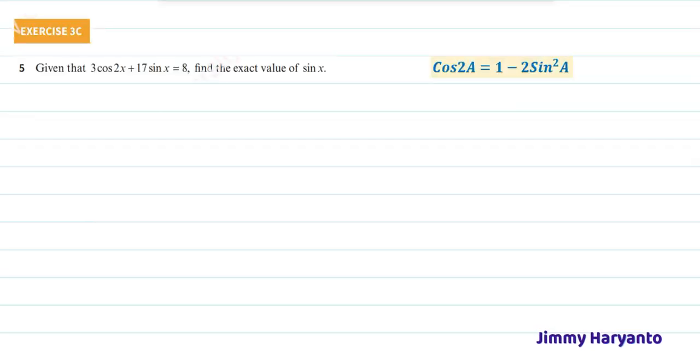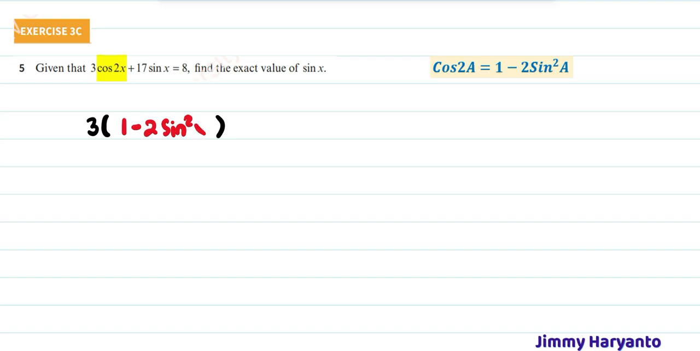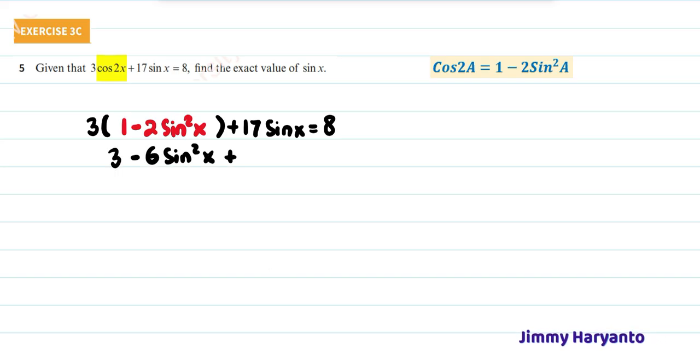And then for question 5, I will use the formula cos 2a equals 1 minus 2 sine squared a. Since we have sine right here, all of them have to be sine. So we can change this into sine by using that formula: 2 sine squared x, and then plus 17 sine x equals 8. And then you only have to multiply the 3. You have these expressions, and then plus 17 sine x. I will move the 8 to the left hand side, minus 8 equals 0.